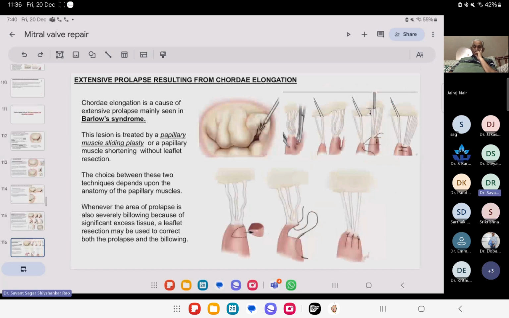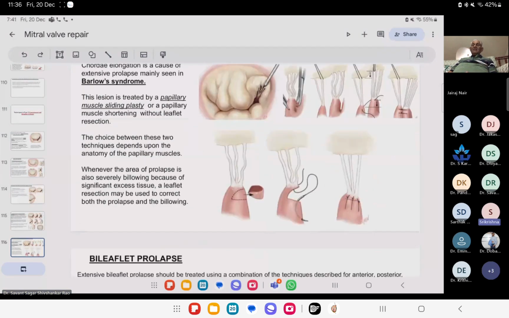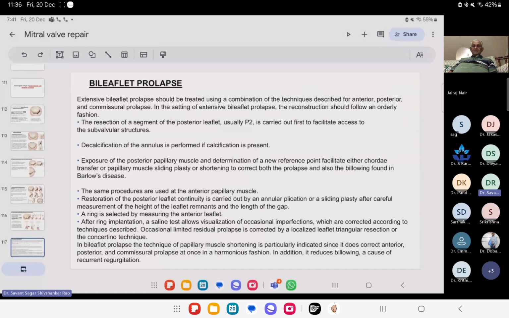If there is an extensive prolapse because of the caudal elongation, which is mainly because of Barlow's, as described earlier, we have to use a papillary muscle sliding plasty or a muscle shortening as shown in the below diagram. In bileaflet prolapse, we have to use a combination of the methods described above to reduce the prolapse.